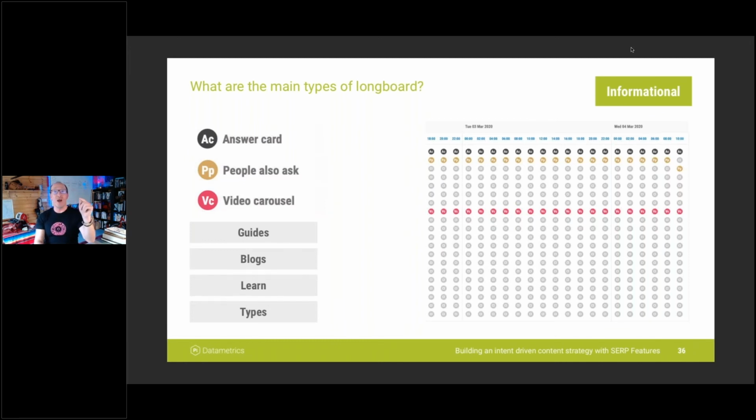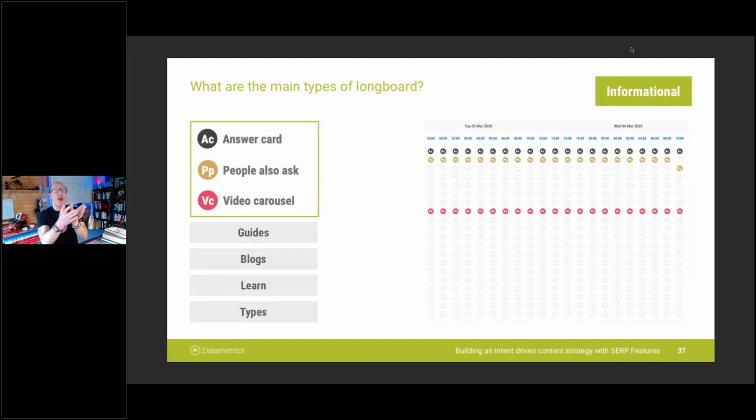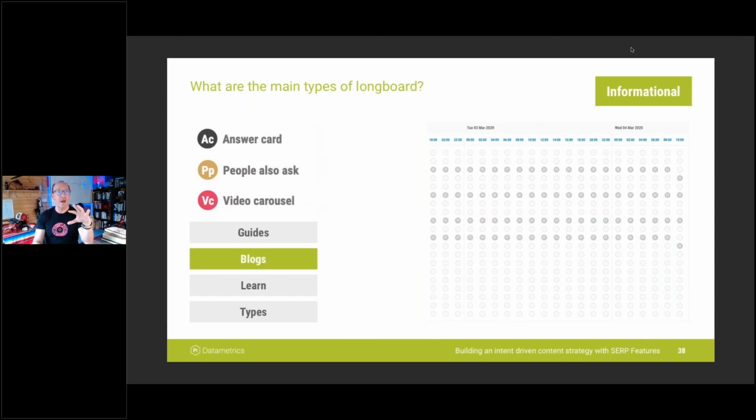We expect to see answer cards. People also ask, and a video carousel. Okay, what do we see? Yeah, we actually do. Position 0, position 1. Okay, further down on page 1. This SERP here is truly informational, but let's dig down deeper. Let's look at the classic links and see what's in there.